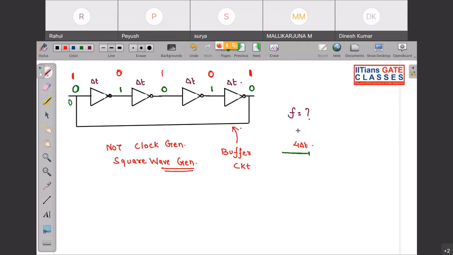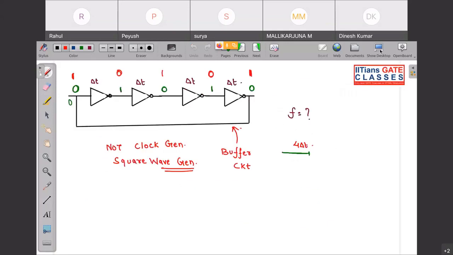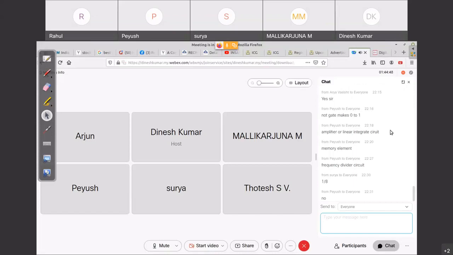Okay, this is kind of a buffer circuit. Any doubts? Any doubts, anyone? You want to ask anything?